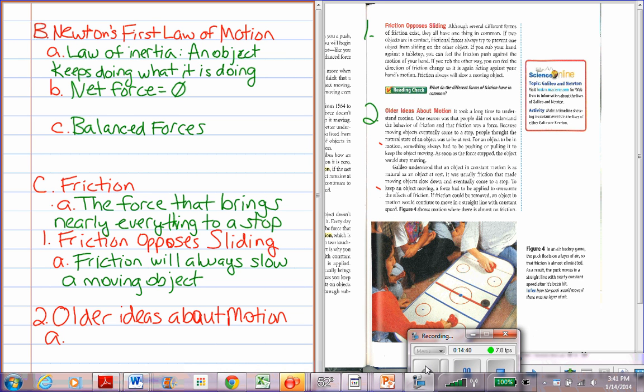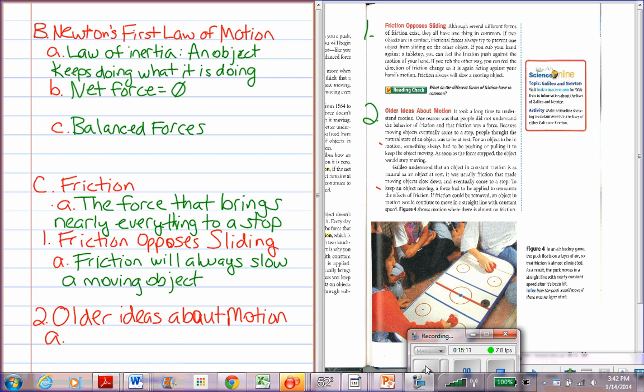Okay, now we have older ideas about motion. It took a long time to understand motion. One reason was that people did not understand the behavior of friction and that friction is a force. Because moving objects eventually come to a stop, people thought the natural state of an object was to be at rest. For an object to be in motion, something always had to be pushing or pulling it to keep it moving. As soon as the force stopped, the object would stop moving.